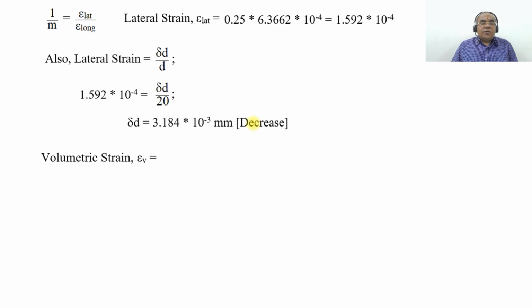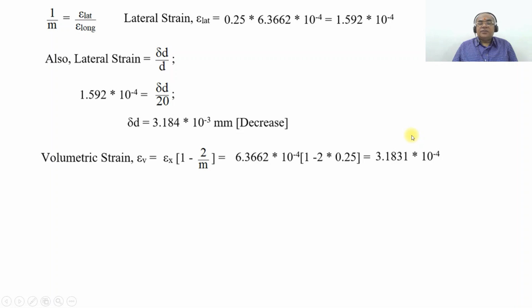Then we want to find the volumetric strain, delta V by V, or epsilon V, which is equal to epsilon x into 1 minus 2 by m. We know epsilon x, the longitudinal strain along the x-axis, which is 6.3662 into 10 to the power of minus 4, into 1 minus 2 into 1 by m, which is 0.25. Substituting these values, on calculation you get the volumetric strain as 3.1831 into 10 to the power of minus 4.